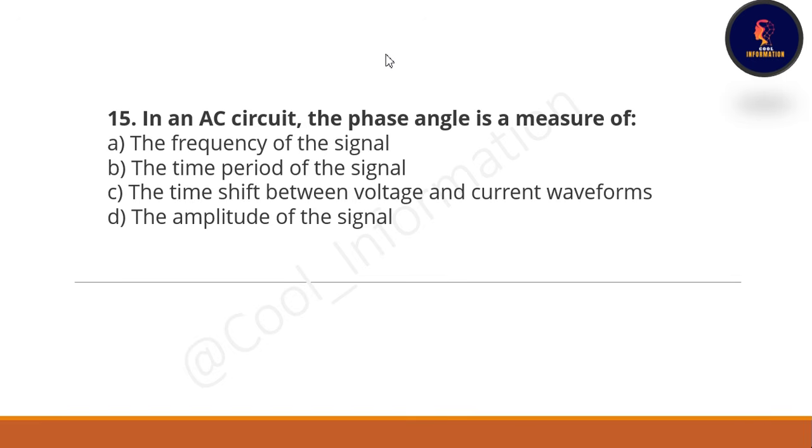Next question. In an AC circuit, the phase angle is a measure of the frequency of the signal, the time period of the signal, the time shift between voltage and current waveforms, or the amplitude of the signal. The correct option is the time shift between voltage and current waveforms.